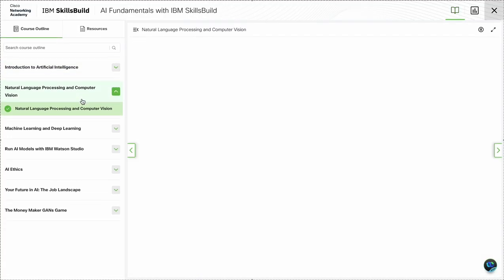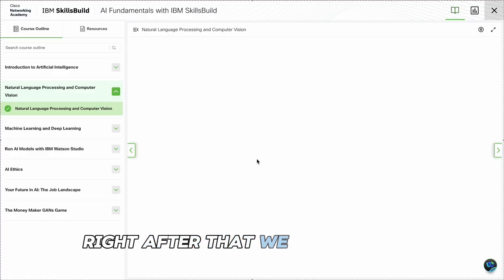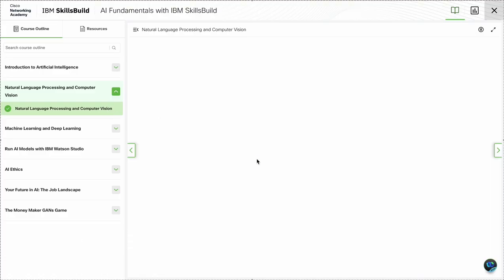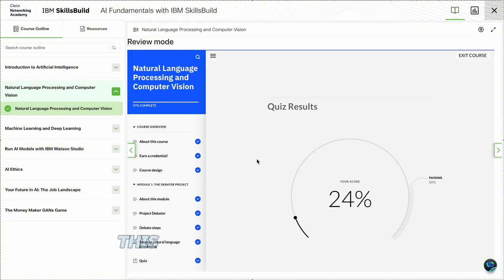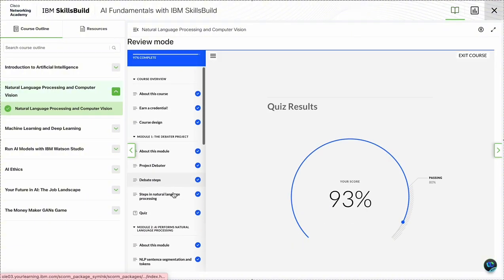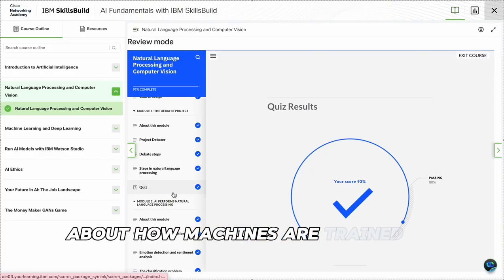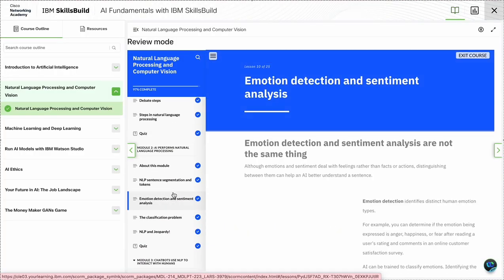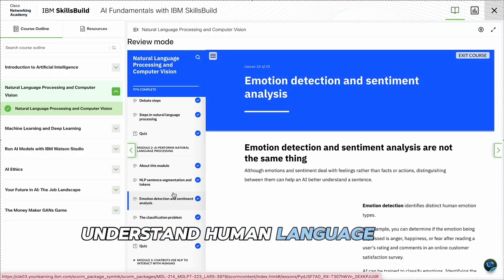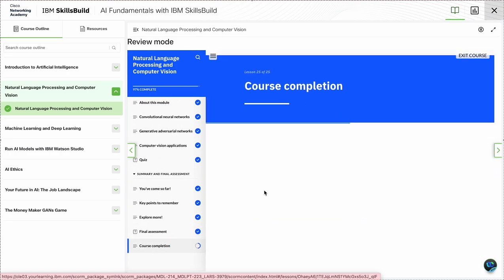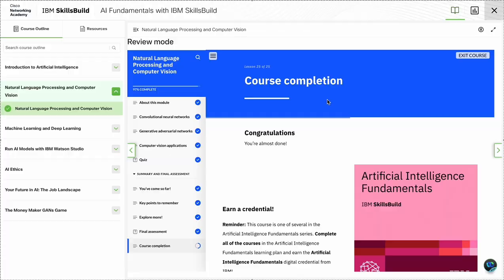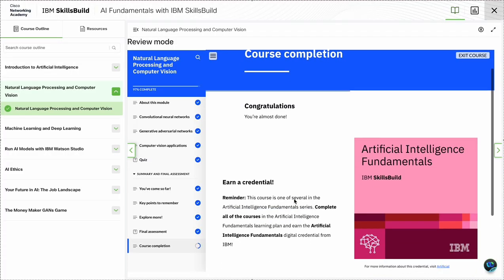Next, right after that, we moved on to natural language processing and computer vision. This was a fascinating part about how machines are trained to read text, understand human language, and recognize objects in photos and videos. Now you see my course completion.